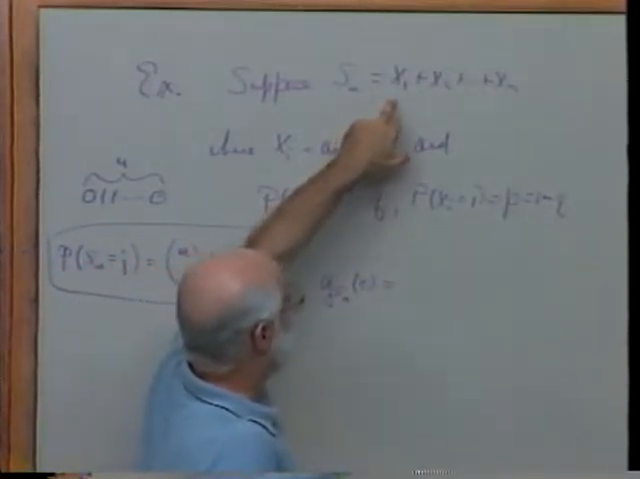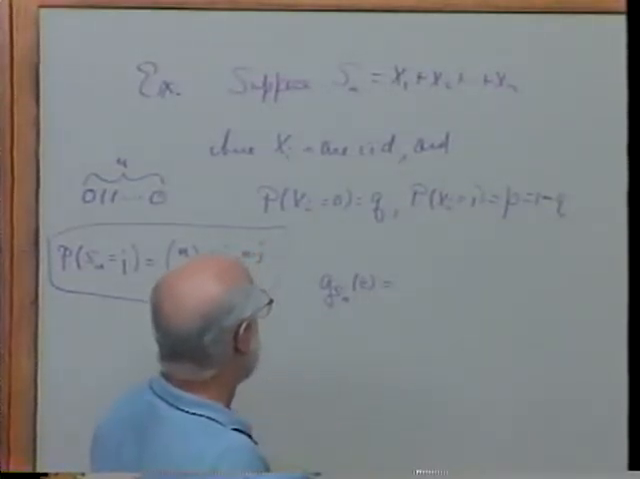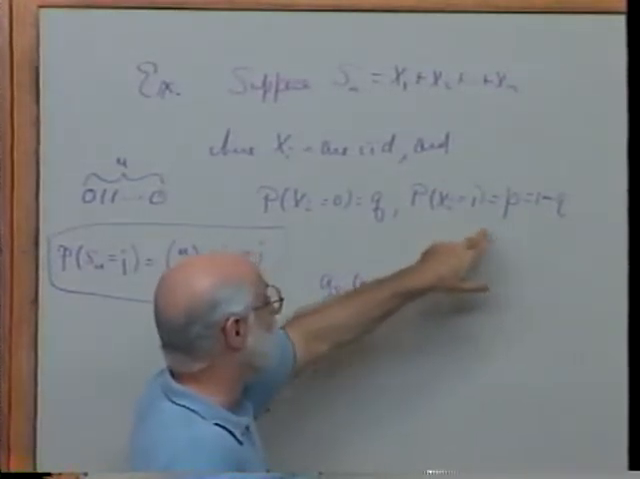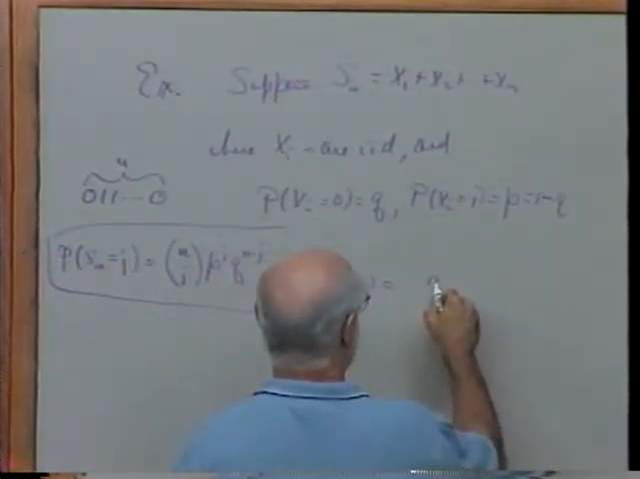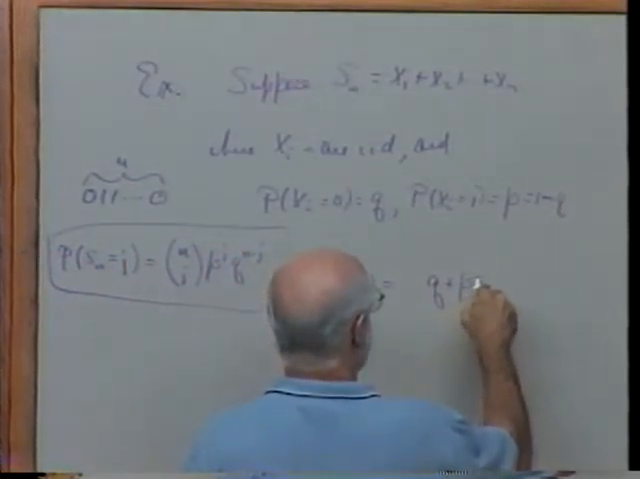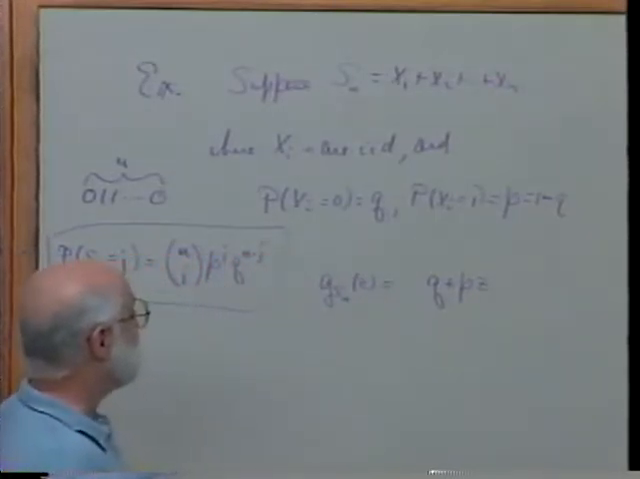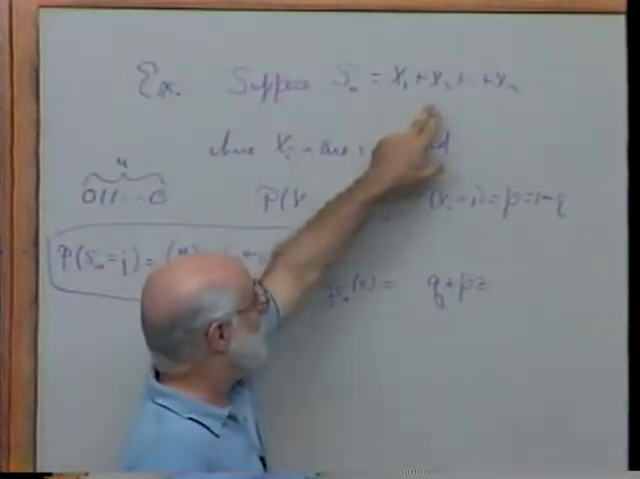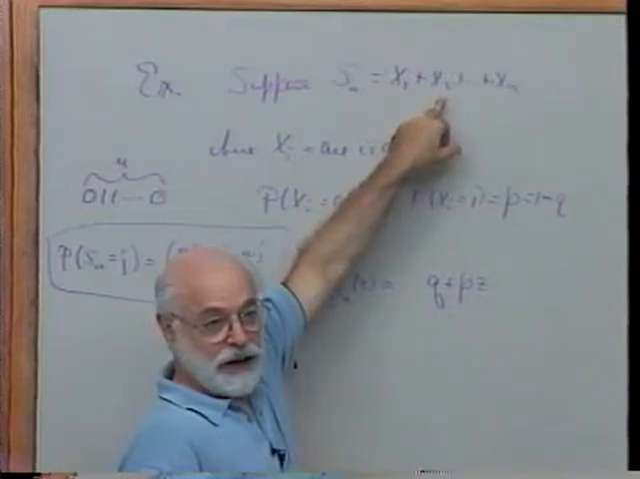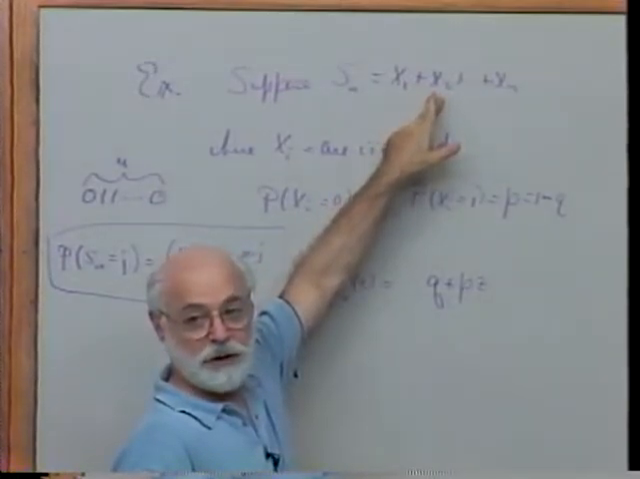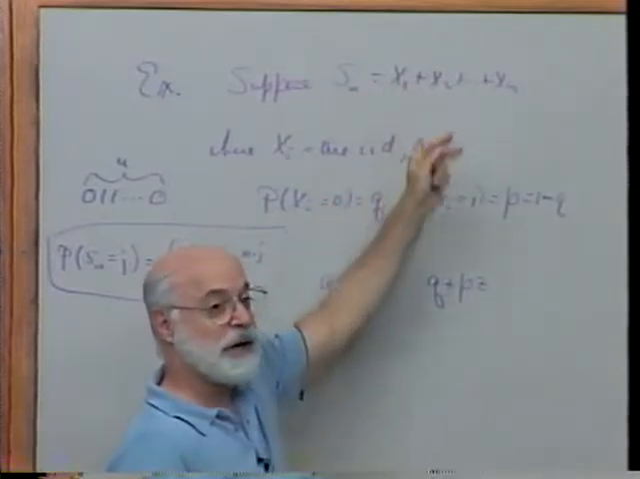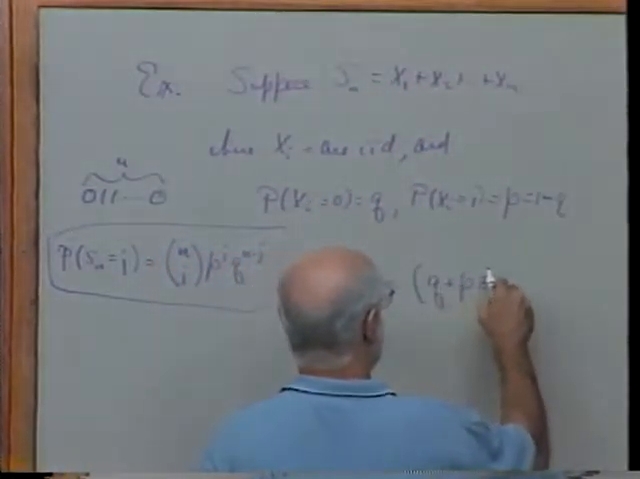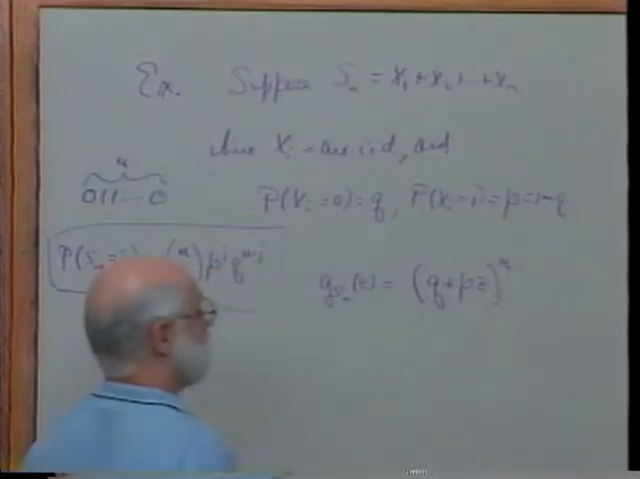OK, so what's the generating function of x1? Well, we know that x1 is a Bernoulli variable. We already did that. That was our first example. So its generating function is q plus pz. So that's the generating function of x1. But since they're identical, x2 also has the same generating function. And in fact, each of them has the same generating function. So I multiply those things out. I get that thing raised to the nth power.